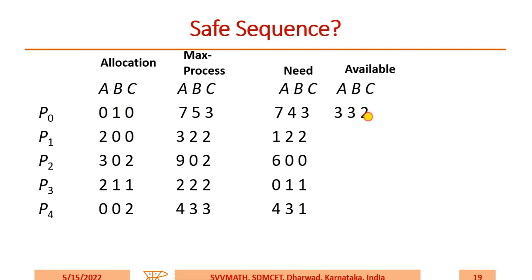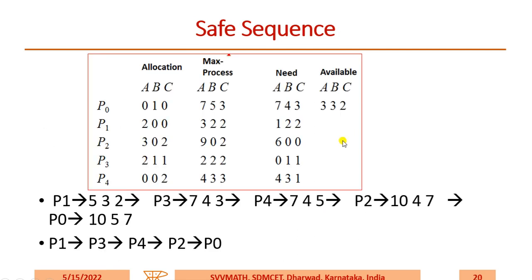Now 3, 3, 2 are available. To which process can I allocate so that the need should be less than 3, 3, 2? Pause it and decide. Yes, I can allocate to P1 because it needs only 1, 2, 2. Sir, can I allocate to P3? Yes, you can do it. But if you get one safe sequence, I can say the system is safe. You may get more than one safe sequence.